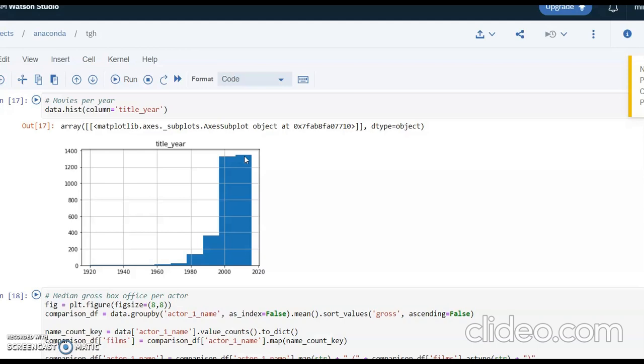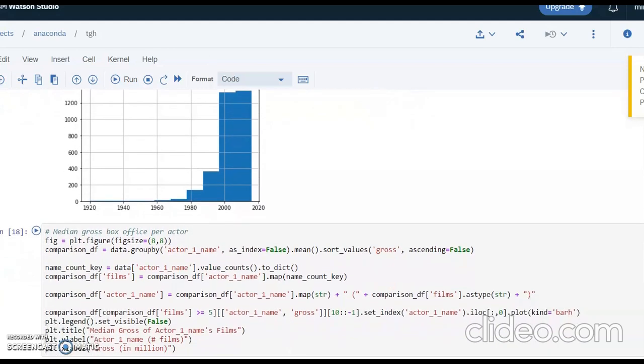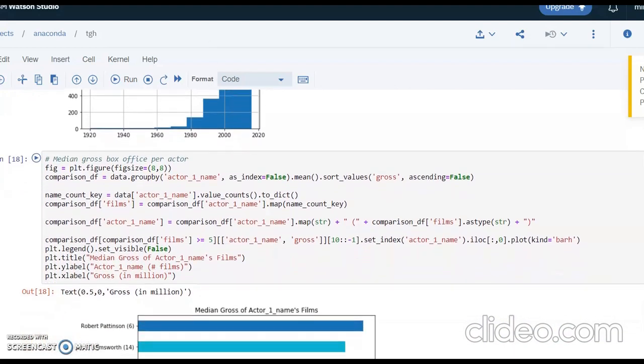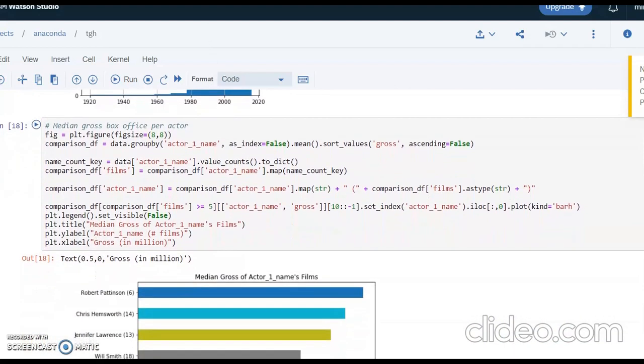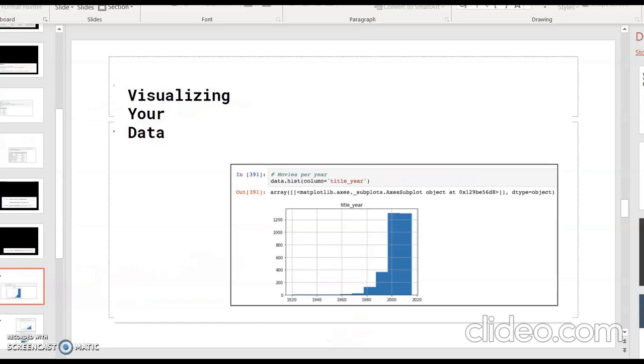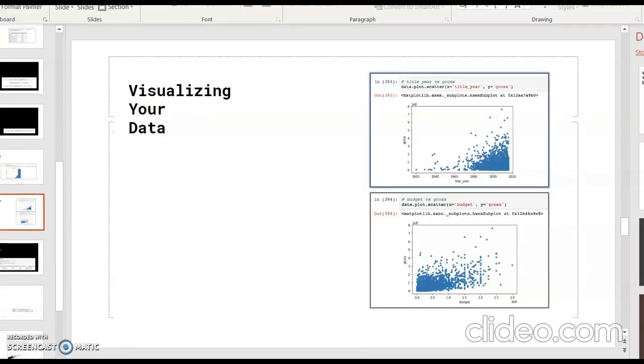So if we plot this as a histogram, then we see something like this, which is not a surprise. So then we take it a step further. Let me go back. We could do a scatter plot. I'll show that later.